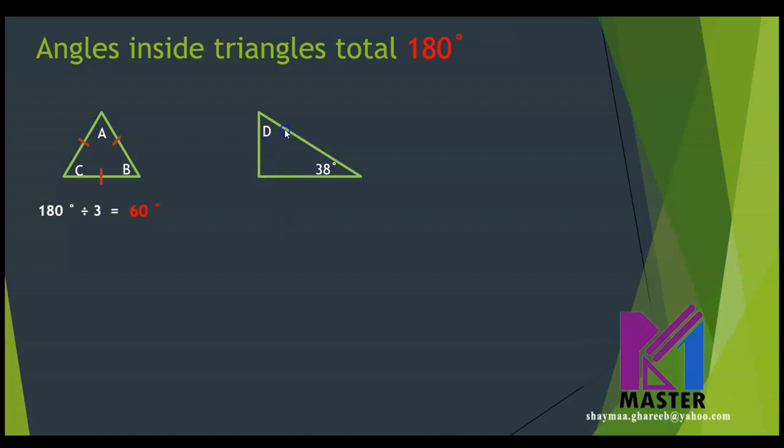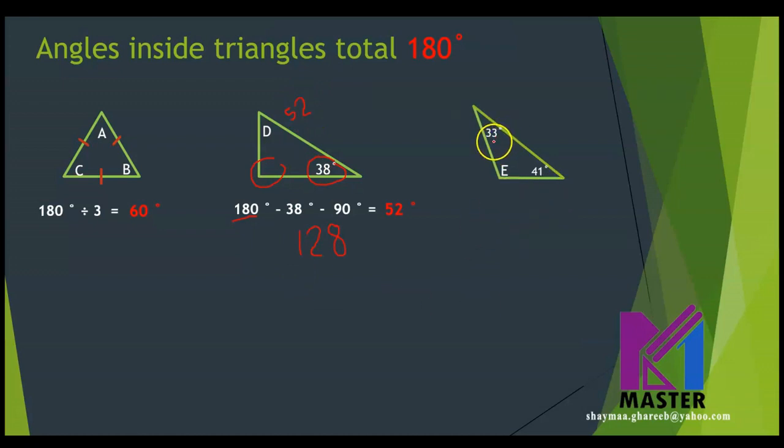So if I want to calculate the size of angle D, I will subtract the 38 from the 180, then I will subtract the 90 degrees from 180. Or I can add the 38 and the 90. So 38 plus 90 equals 128. So if we subtract 128 from 180, we will get 52 degrees. Then angle D is 52 degrees. Is this clear?